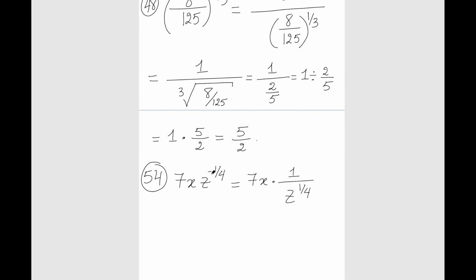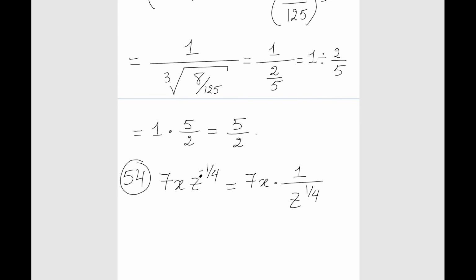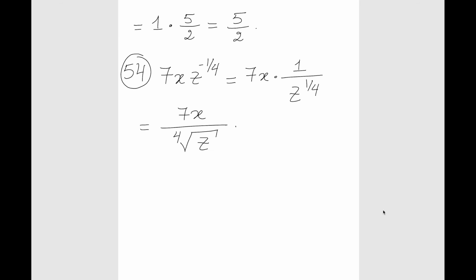And this minus in the exponent happens to be only for z, because I don't see parentheses for the whole thing. It's just for the z. As such, it's the reciprocal of z to power 1 over 4, this guy. All right? And z to power 1 over 4 is the fourth root of z. So we get 7x divided by the fourth root of z.